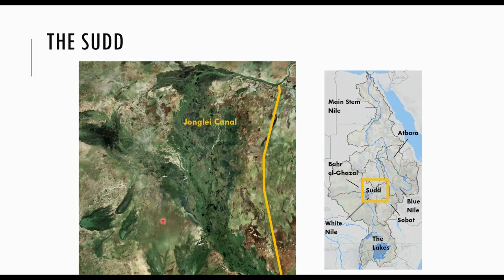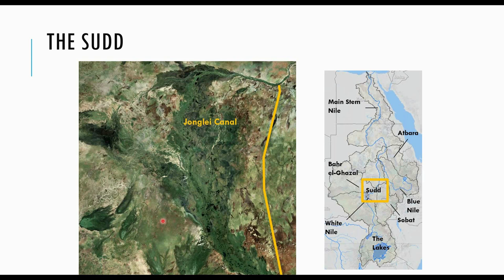Now, something interesting that motivated part of our work here, again from the water resources perspective, is that for decades there has been discussion of the potential to build a canal called the Jongli Canal, named after the location at which it starts, that would bypass the Sud. So why would you do this? You do this because the Sud is losing so much water.